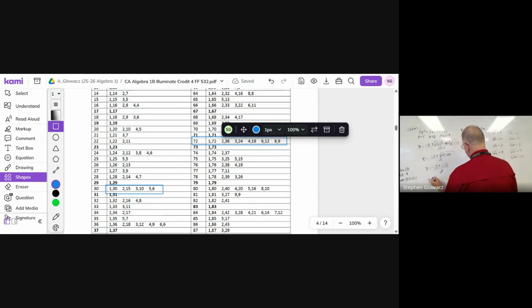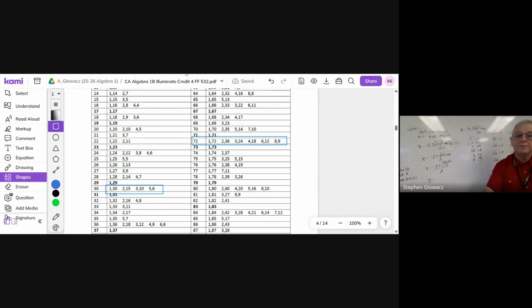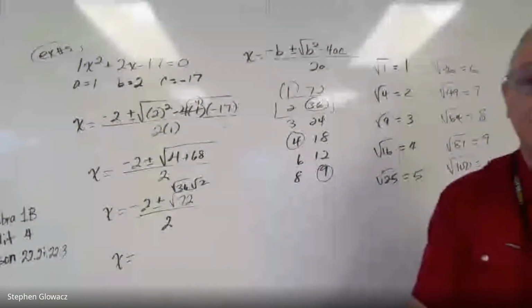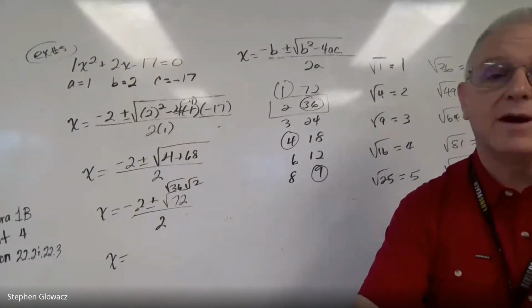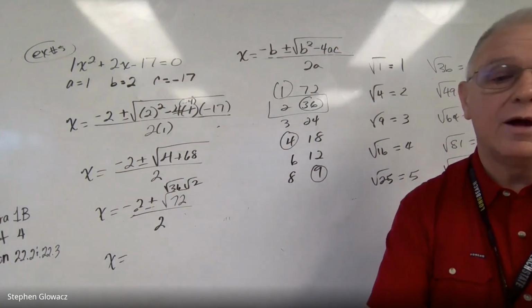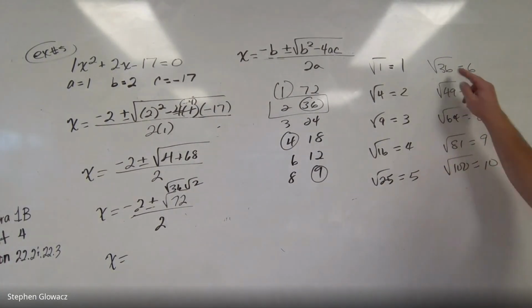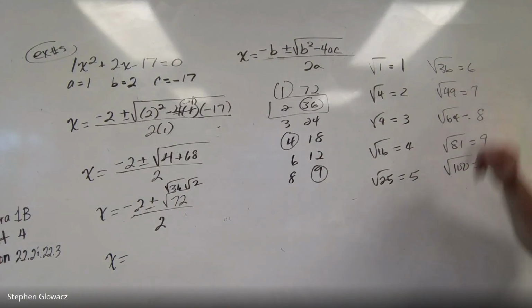So we have negative 2. In fact, let's just write it up here. 36 and 2. The square root of 36, and we have that over here, is 6. Let's go ahead and stop sharing so you can see that. And let's go back. There we go. All right, so the square root of 36 is 6.